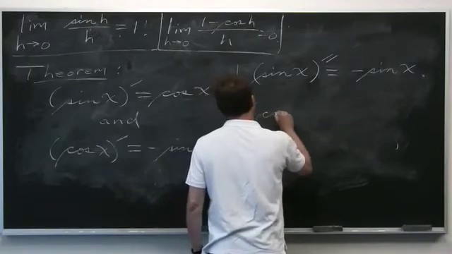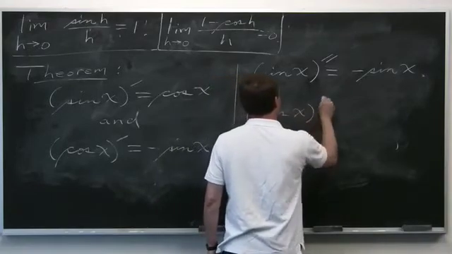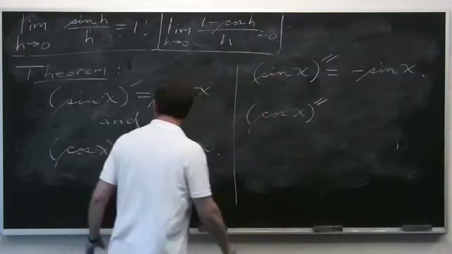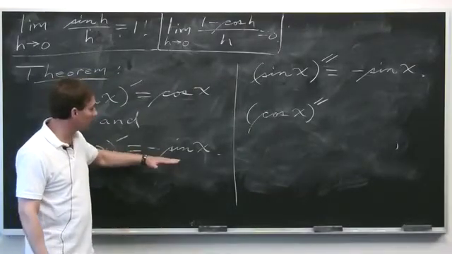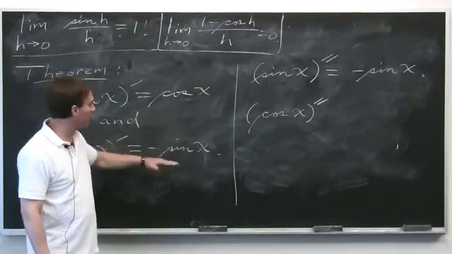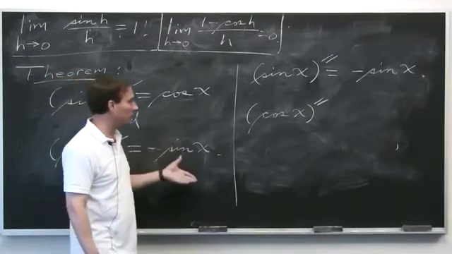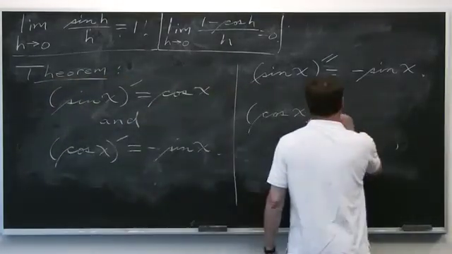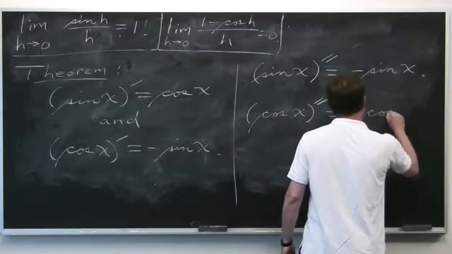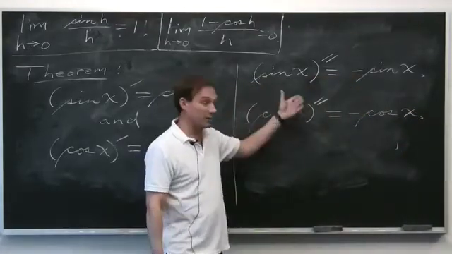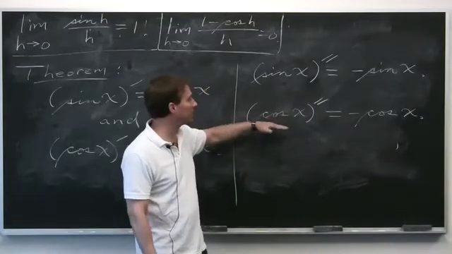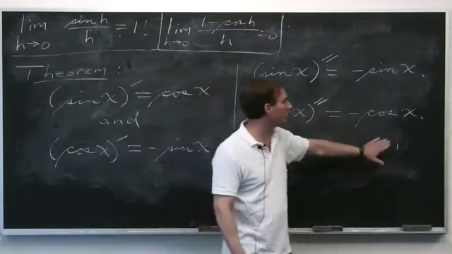What about cosine of x? Its second derivative. Well, here's the derivative, and then for the second derivative you would differentiate this. But the derivative of sine is cosine, so you get negative cosine. So the same kind of thing happens for cosine. Its second derivative is negative what you started with.